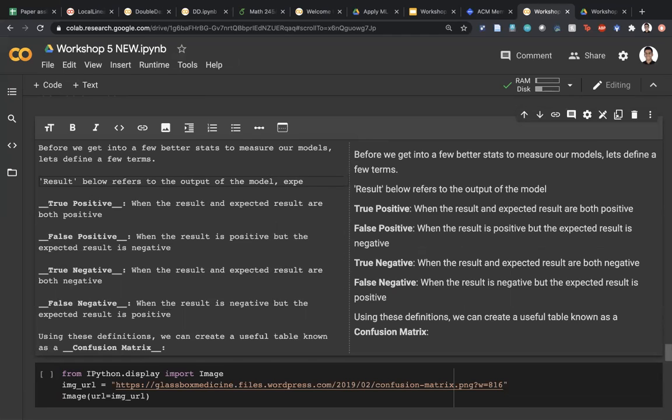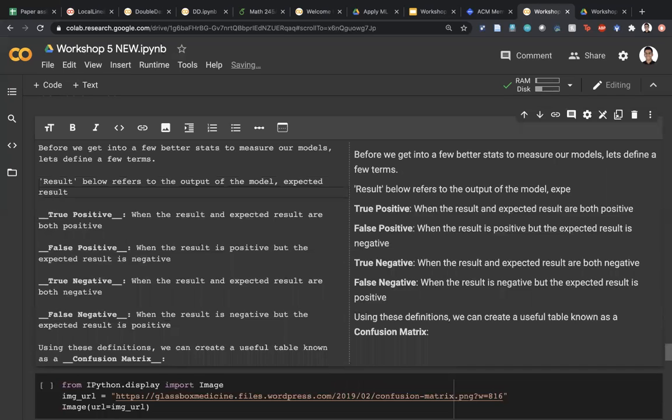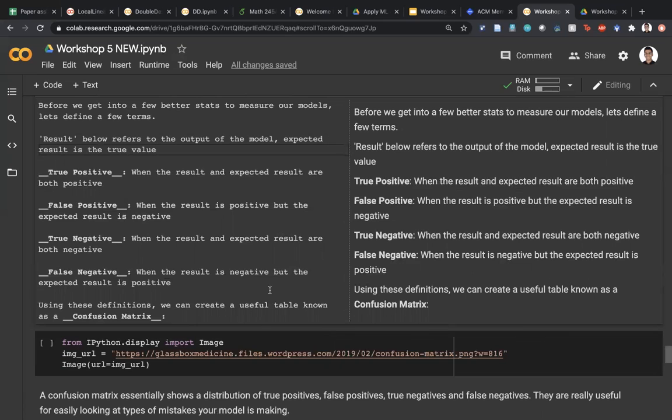Yeah, no, you're totally fine. This is super easy to confuse, because they're all just exact opposites of each other. So great addition by Kyle there. So result is what our model is outputting, and the expected result is the true value in real life.